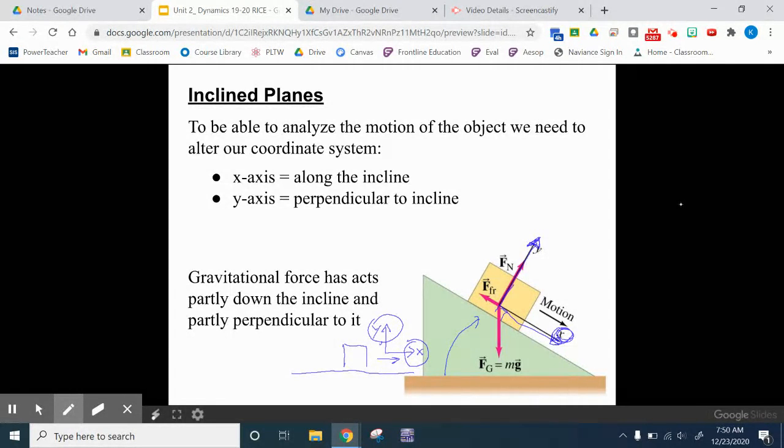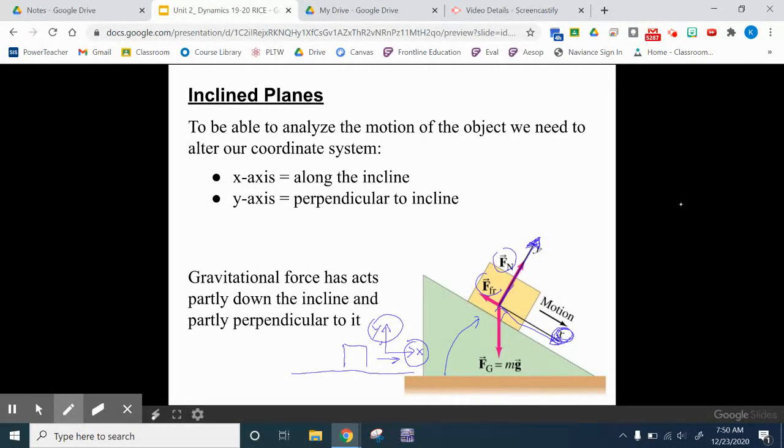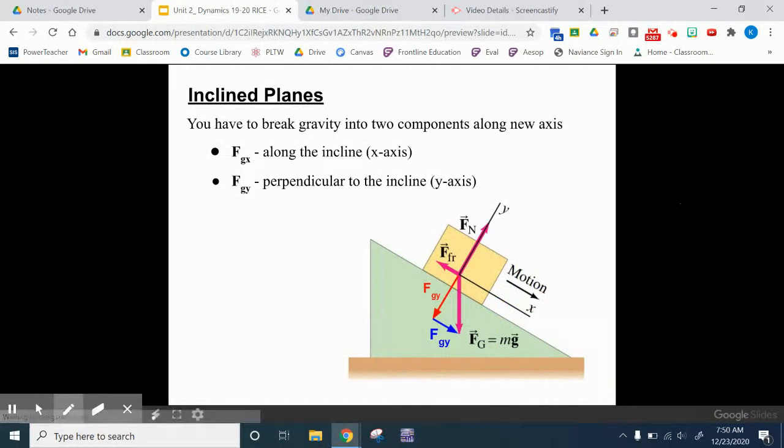What that does for us is pose a small problem. It's convenient: the normal force is still in the y direction, and the friction force is in the x direction, but now gravity is at a funny angle. The force due to gravity is no longer in the y direction. The force due to gravity is at an angle, and as I'll show in the next slide, we have to break it into components. So the force of gravity now doesn't act along any particular axis.